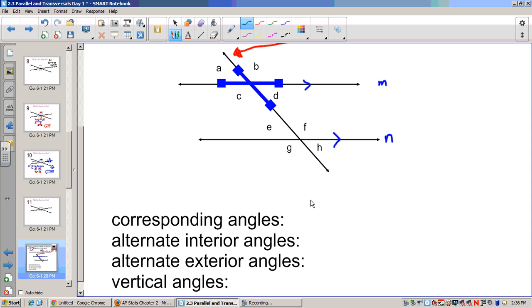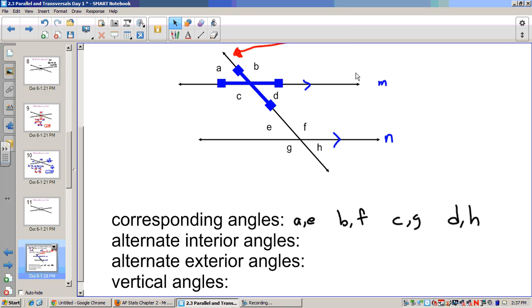They're angles like A, we say corresponds with E. Now we can say B is going to correspond with F, C is going to correspond with G, and D is going to correspond with H.